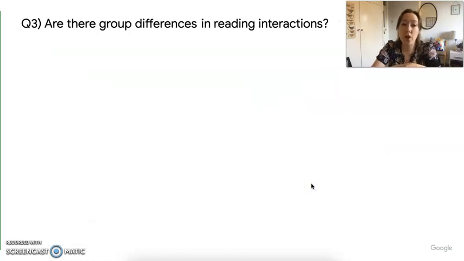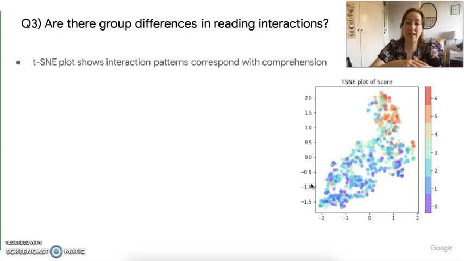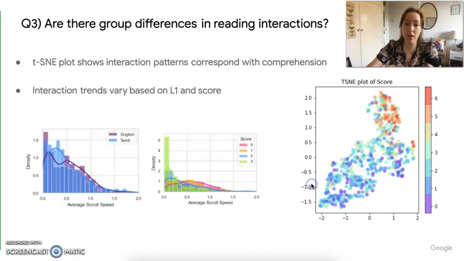And then finally, we wanted to know, are there group differences in reading interactions? And one of the ways that we investigate this is that we do a t-SNE plot of different interaction measures, and we colour this by score. And the idea behind this is we wanted to see whether there were different types of interactions that take place that indicate how likely it is someone's actually understood what they've read. And you can see here there's quite a clear pattern that emerges. And we also see that generally interaction trends vary based on the first language and score. So this really speaks to the idea that you can predict a subjective level of readability and see how well someone's actually understanding a text based off how they're interacting with it.